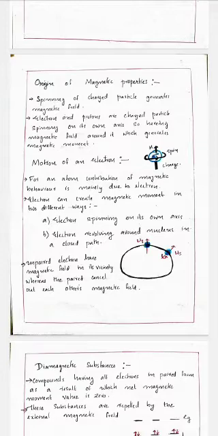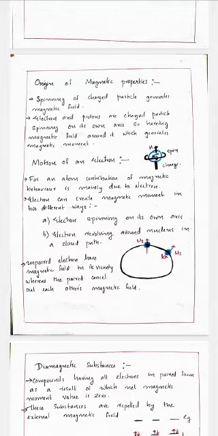Let's watch the motion of an electron. For an atom, the contribution to the magnetic behavior is mainly due to the electron. That is, an electron can create a magnetic moment in two different ways: the electron spinning on its own axis, and the electron revolving around the nucleus in a closed path.